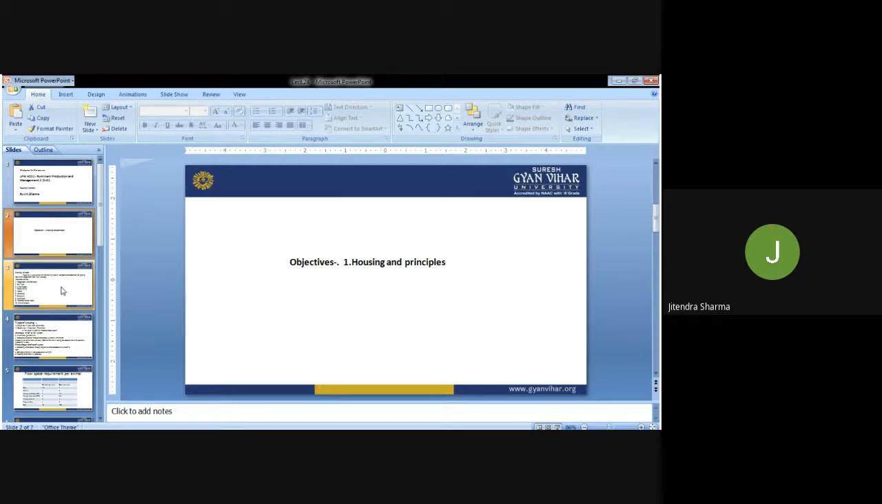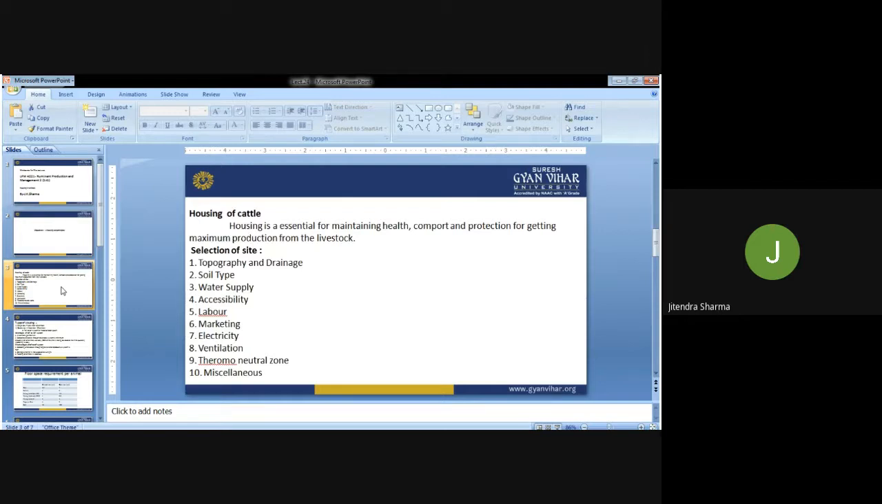So, first, let us have a discussion on the housing principle. Housing is essential for maintaining health, comfort and protection, for getting maximum production from the livestock. So this is the basic theme actually, why we require housing. We require housing to maintain health, comfort, protection and to keep the animal at maximum productivity status. That is why we require housing.